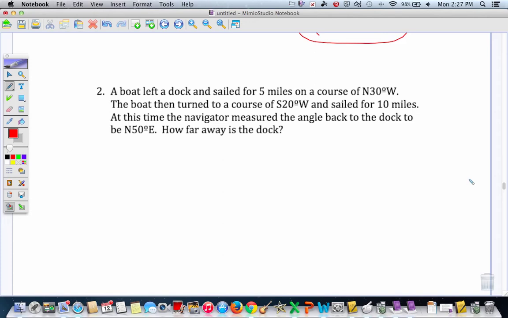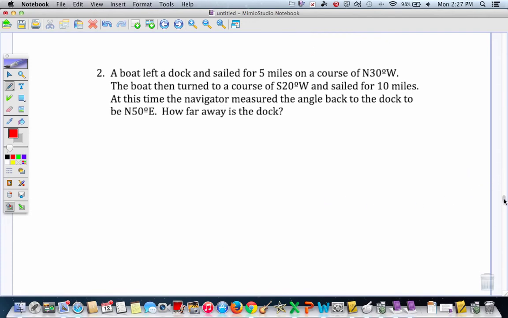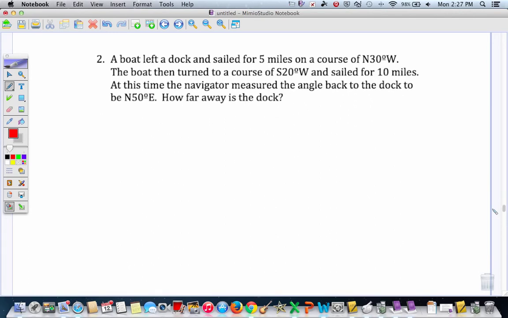Boat left the dock and sailed for 5 miles on a course of north 30 degrees west. The boat then turned to a course of south 15 degrees west and sailed for 10 miles. At this time, the navigator measured the angle back to the dock as north 50 degrees east. How far away is the dock? So here's our different measures of bearings, north and west, south and west, north and east. We'll just start with our first statement, boat left the dock.